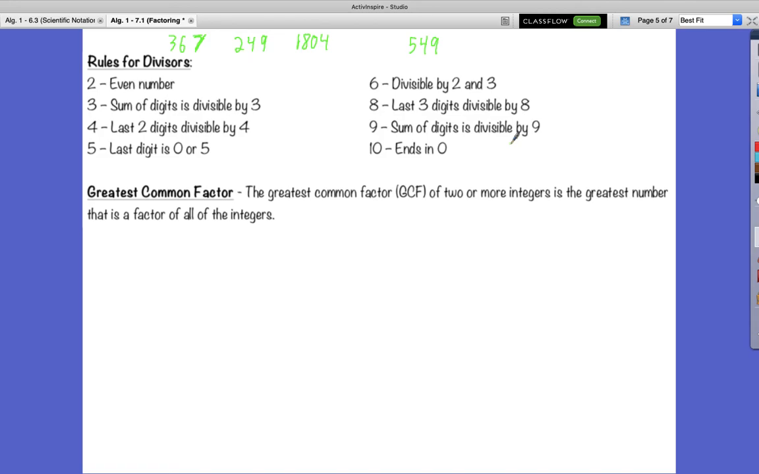Now, have you guys heard of the term greatest common factor, or GCF? No. Okay, we're gonna use that a lot. So this whole chapter is based on factoring.